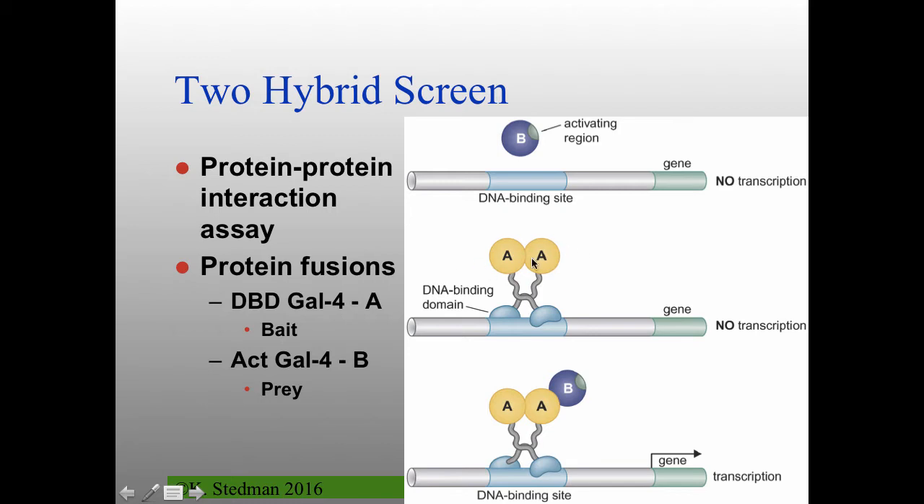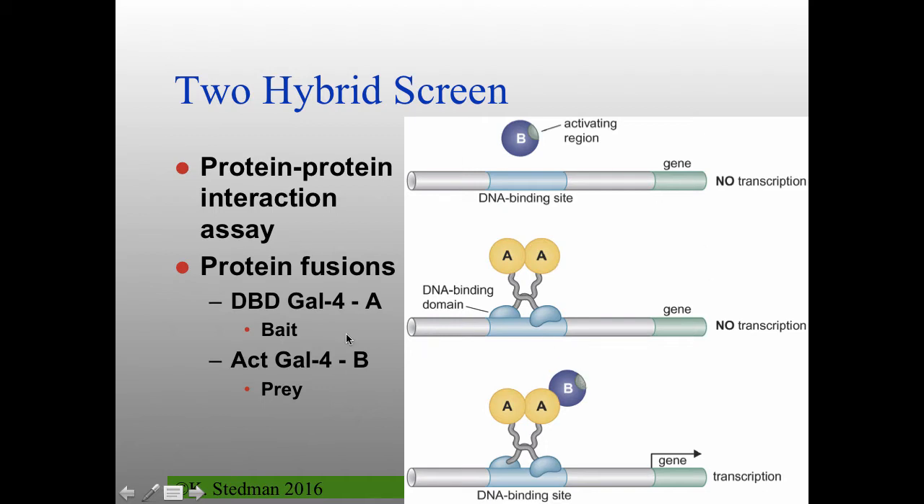And then what they'll do is they'll take a whole bunch of other proteins and fuse them to an activation region. And the only way you're going to get activation of this gene is if A and B interact with each other. And so you go through, in this case, it's not just B, but it's C, D, E, F, G, etc. And so in this case, B interacts with A, you have transcription that takes place just through this protein-protein interaction. And this is how people found a lot of the coactivator genes, etc. So it's a DNA binding domain that otherwise is not going to activate.